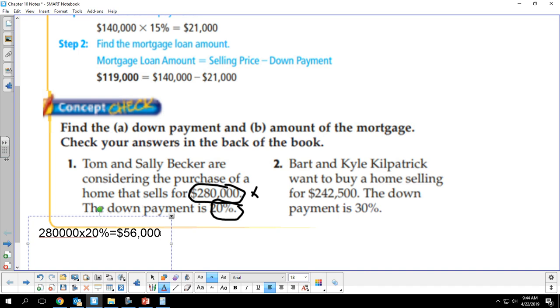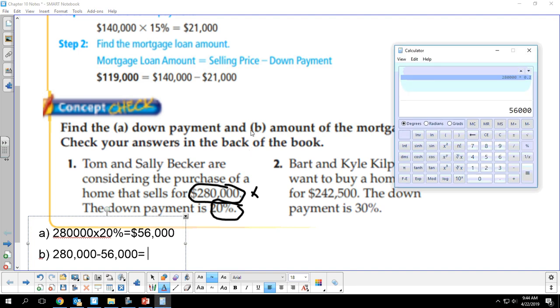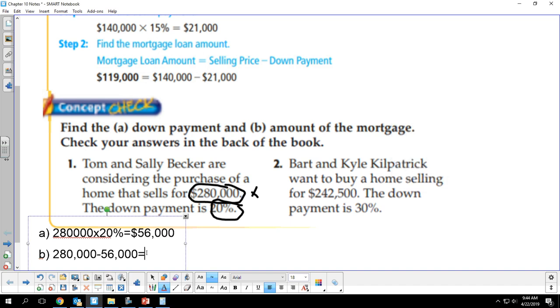So to find our mortgage loan amount, so this is the amount that we're going to be borrowing from the bank and paying back over an amount of time, we take the $280,000 minus the $56,000. And I'm just going to put minus $280,000 and ignore the negative. So that's $224,000 that we are borrowing from the bank.